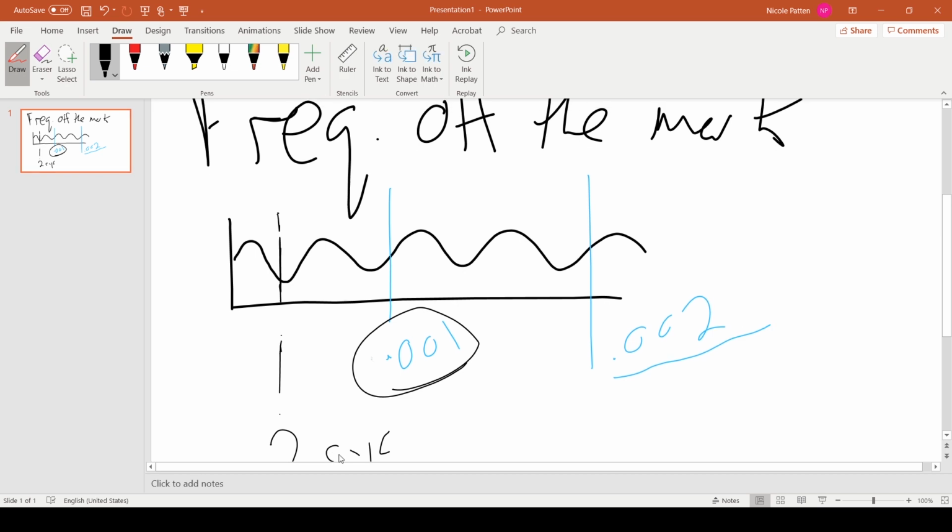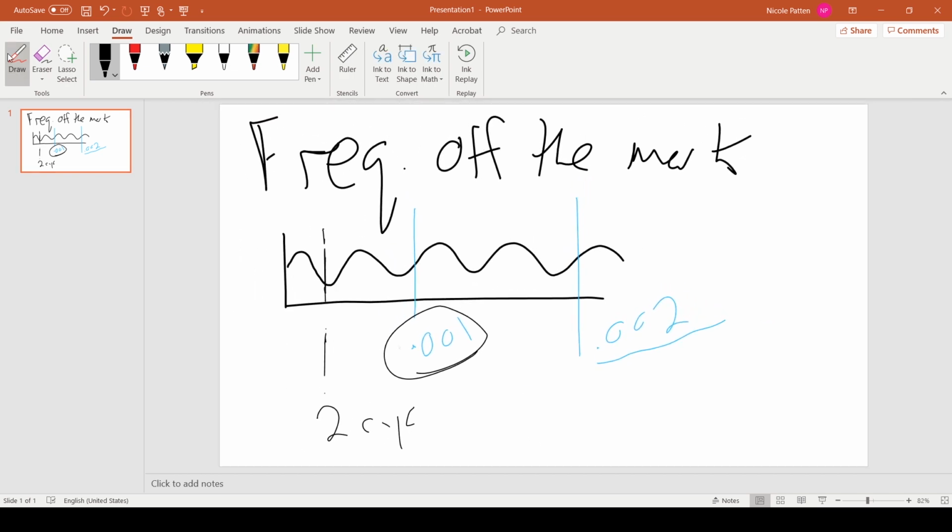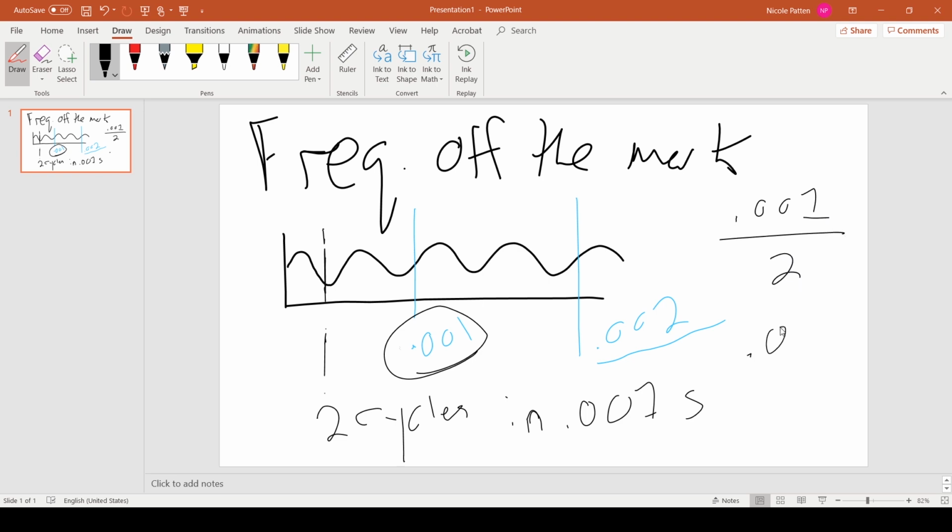I'm just going to have to erase this because I can't write over that. Okay. 2 cycles in 0.001 seconds. So what do we do? Well, we take 0.001 and we divide it by 2, and that does in fact give us 0.0005. And now we do our usual formula. What's the formula? Frequency equals 1 over t. This is t.